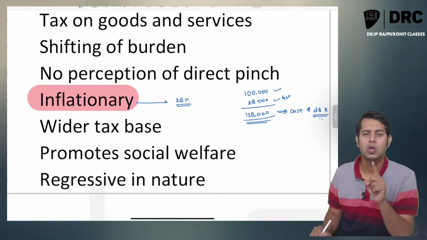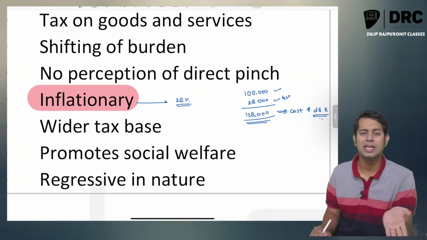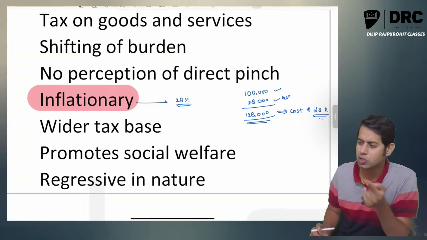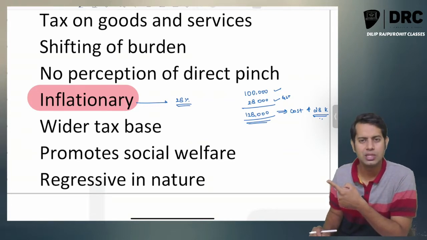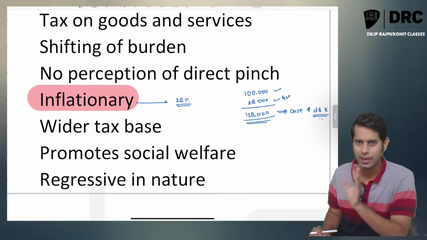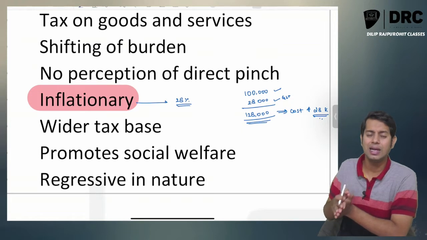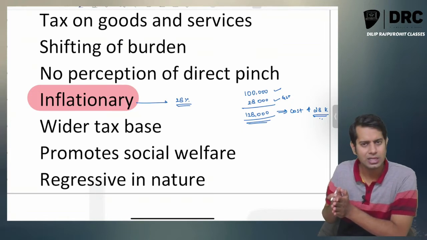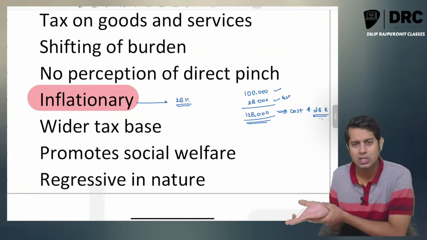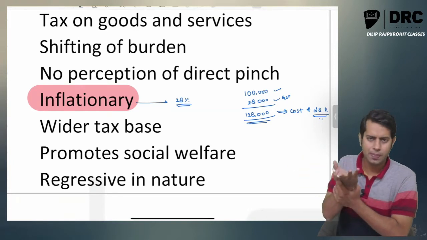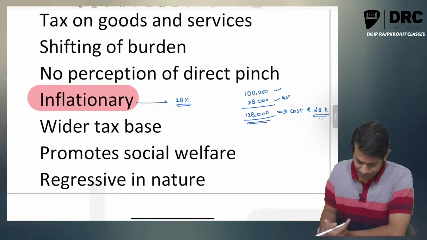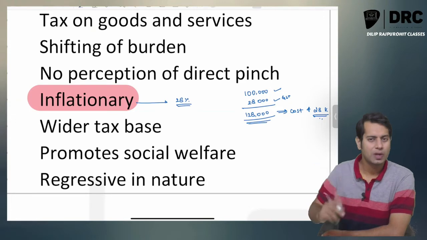The amount which you are paying for this TV has increased by 28,000 rupees because there is a tax which is collected by the government from you. So they say that indirect taxes are inflationary in nature. Because you are paying indirect taxes, you will have to pay more for the purchase of the product. Whatever product you are purchasing, it will increase the cost of that particular product.